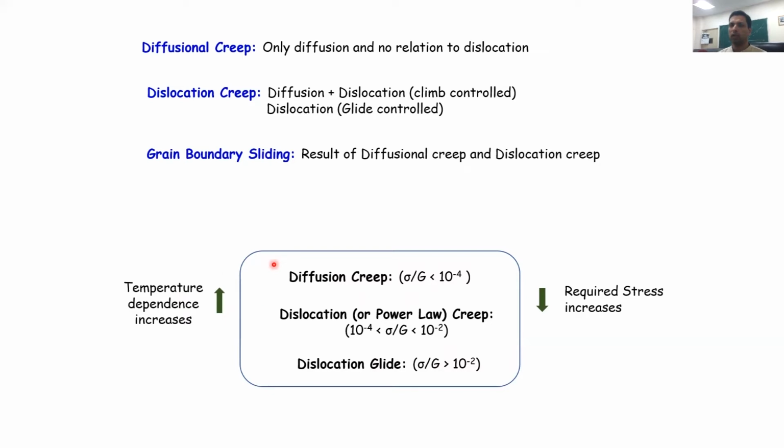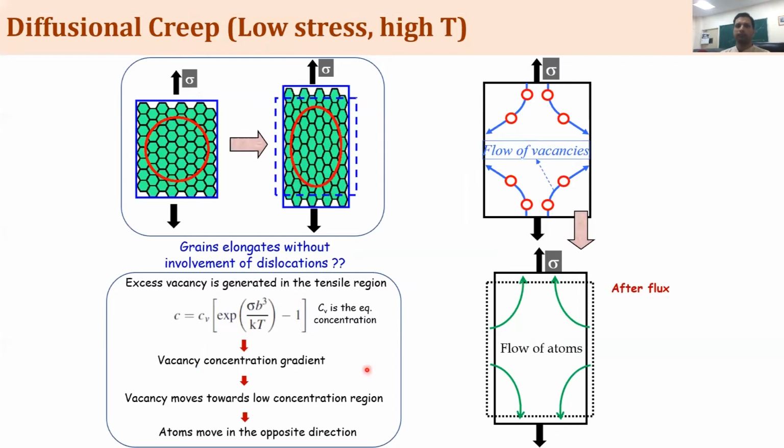So this diffusional creep, if you go towards the top side, it has more temperature dependence, and if you go towards the bottom side, it has more stress dependence. Okay, so now coming to the diffusional creep, and like we said, this is applicable at higher temperature and low stresses. So now let's say you have a material where these hexagonal things that you're looking at are grains.